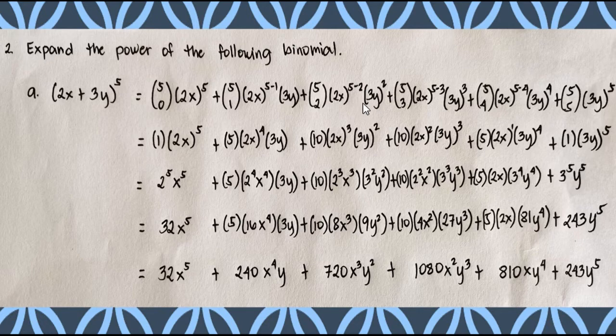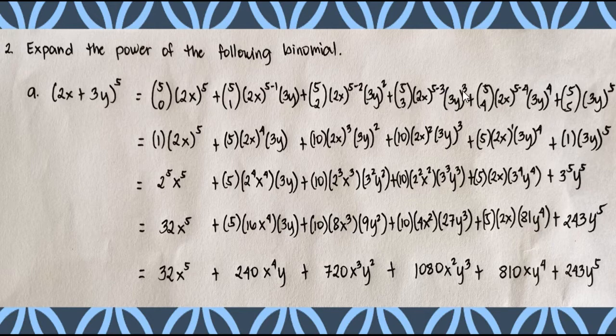Then, we have 3y quantity to the power of 2. Okay, since 2 man itong r, so square na siya. Plus, 5 taken 3 at a time times 2x to the power of 5 minus 3 times 3y quantity to the power of 3.